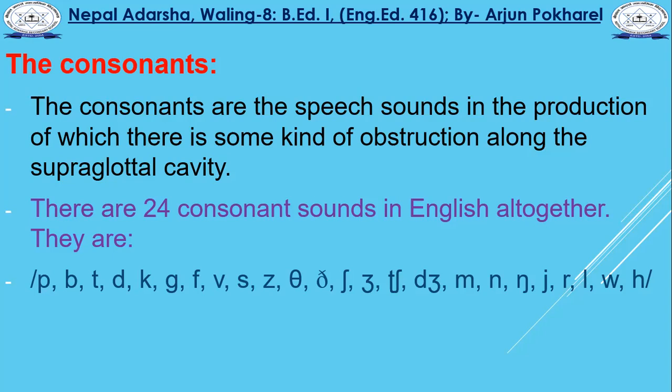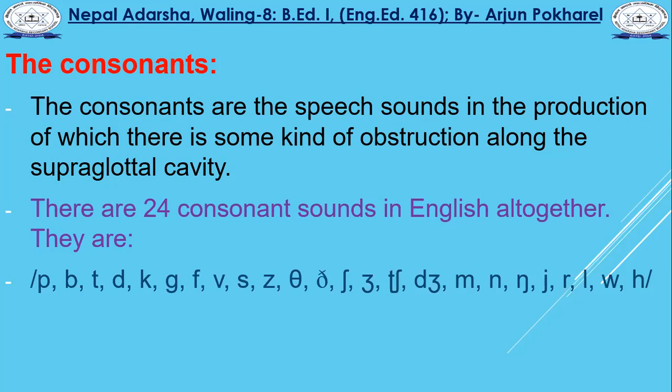While producing consonant sounds, the air is blocked because the active articulator and passive articulator come in contact. That's why the sounds in the production of which the air stream from the lungs is completely blocked or partially restricted in the vocal tract, causing audible friction, are known as consonants.